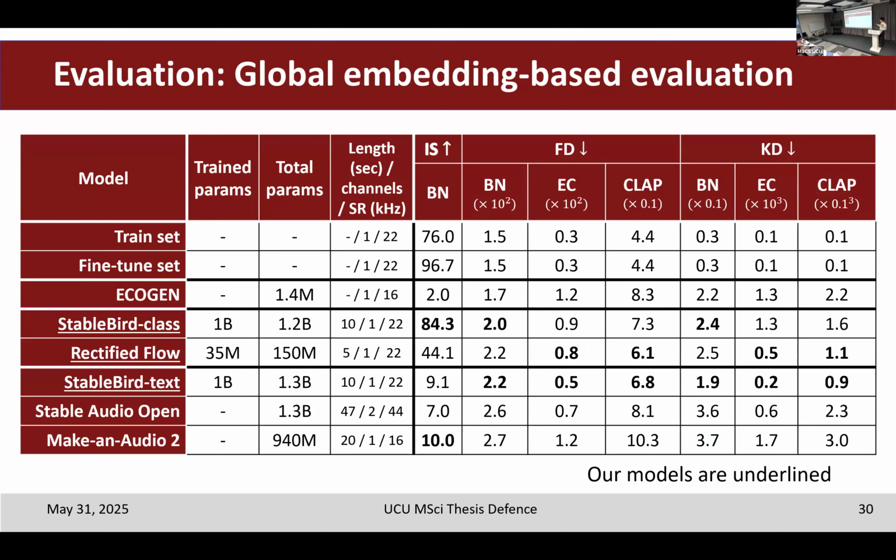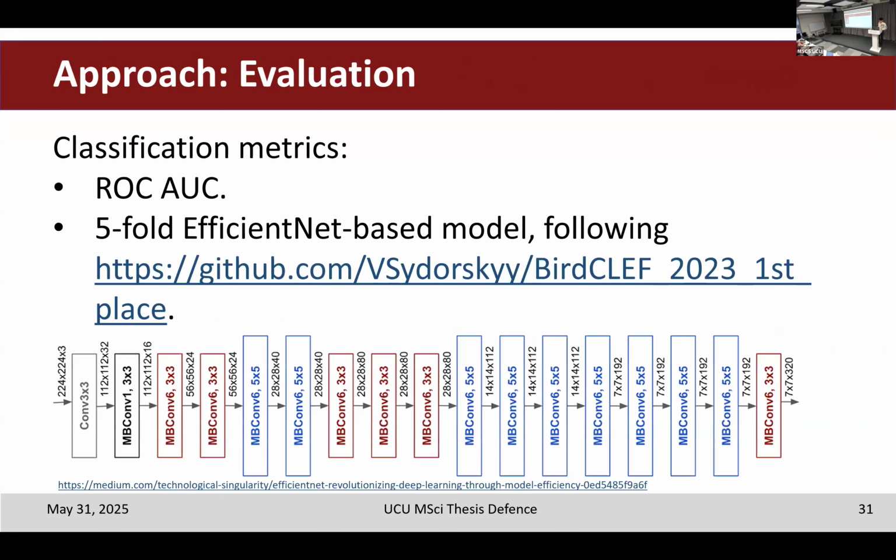And then we have our class condition models, so stable bird class and rectified flow, where we see that stable bird class outperforms rectified flow on BirdNet related metrics, but is worse on encodec and CLAP based metrics. And at the bottom, we have text to audio models, so our stable bird text and also stable audio open, where we see that stable bird text outperforms other models on most of the metrics.